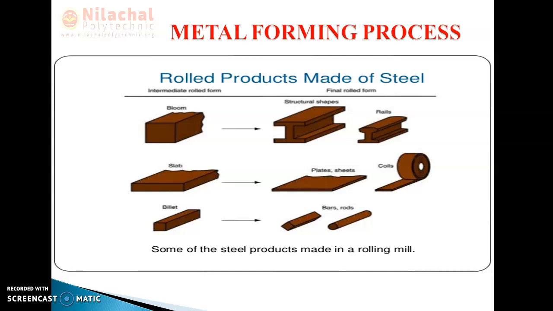Then in this slide, we have some examples of how the rolling process is performed, and what the basic components are. Components like railway track, channel, angles, coils, bars, rods, plates. These are some applications of the rolling process. By using the rolling process, we can get shapes like this.